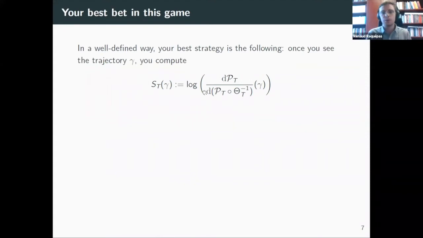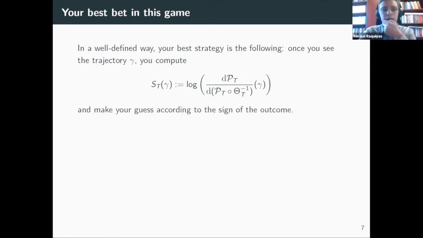If I were to make more precise the ways in which I would keep score in some big tournament of us playing that game, and if I gave you access to online resources or textbooks in statistics, you would soon figure out that your best bet is the following. You're given a movie, you're given a curve. What you should do is look at the Radon-Nikodym derivative between P and P reversed, evaluate that at gamma, take the log, and make your decision based on the sign.